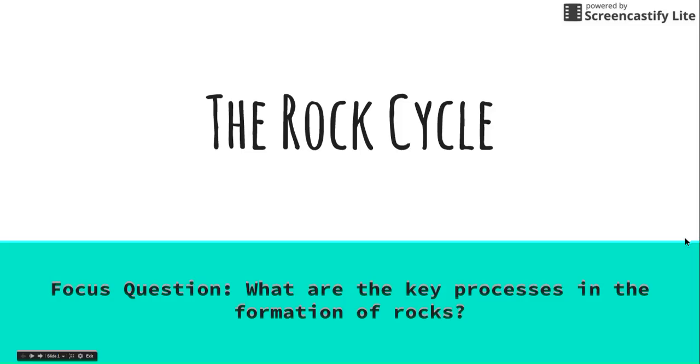Okay, so today we're going to talk about the rock cycle, and our focus question is what are the key processes in the formation of rocks? So there's three different types of rocks. There's igneous, metamorphic, and sedimentary, which we touched on last week when we started talking about rocks being made from minerals.